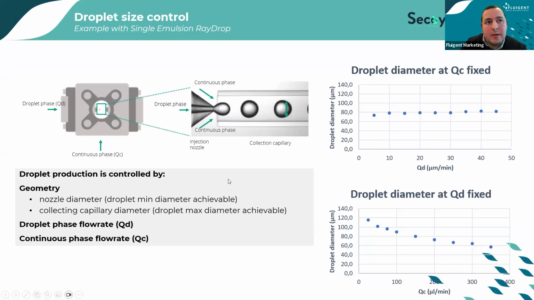For example, here we studied the variation of the droplet phase flow rate and the continuous phase flow rate. And we concluded that, for example, if the flow rate of the continuous phase is different, you can change the size of your droplets in a really predictable way, as you can see in this graph.